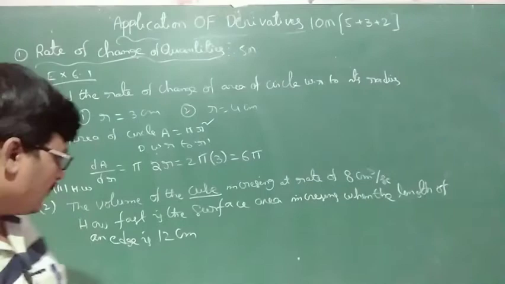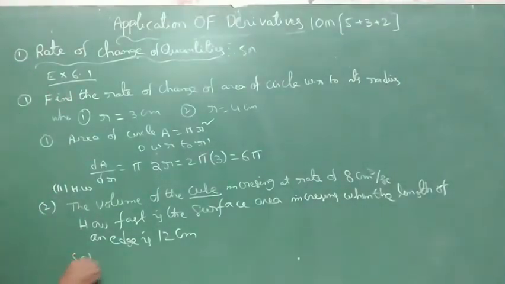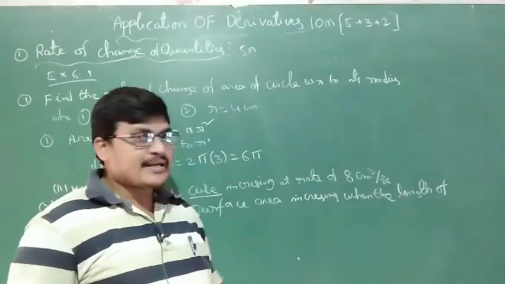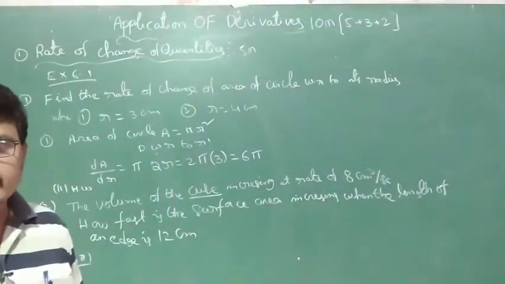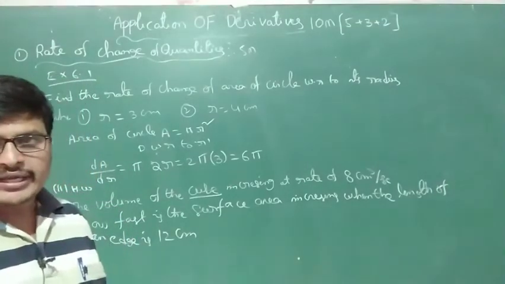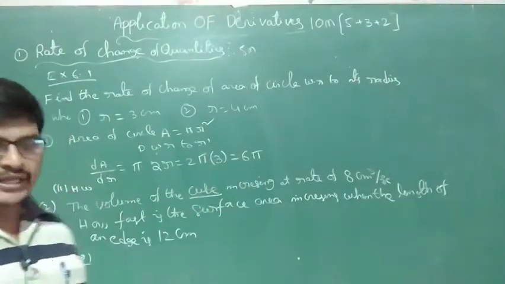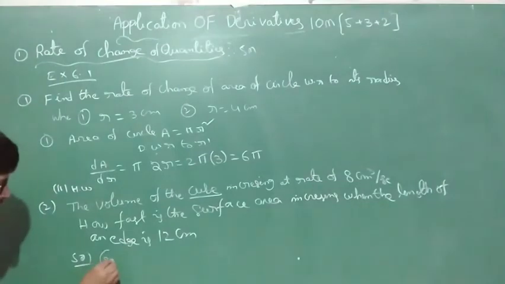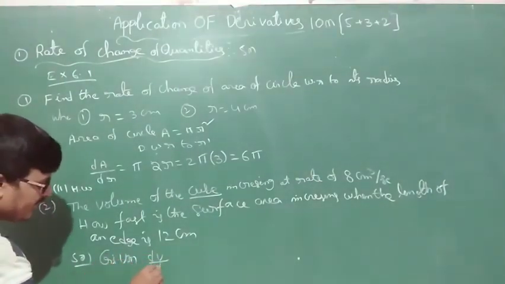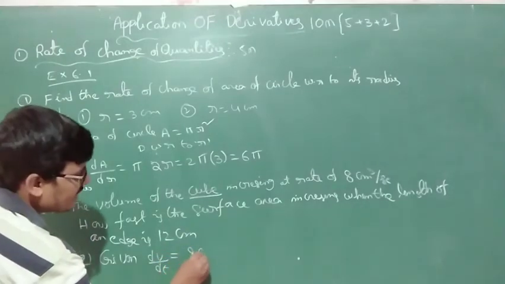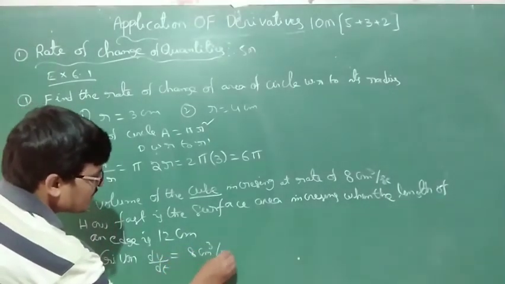Okay. Solution. In the solution, what is given? 8 centimeter cube per second. Per second means increasing rate. So given dV by dt is equal to 8 centimeter cube per second.